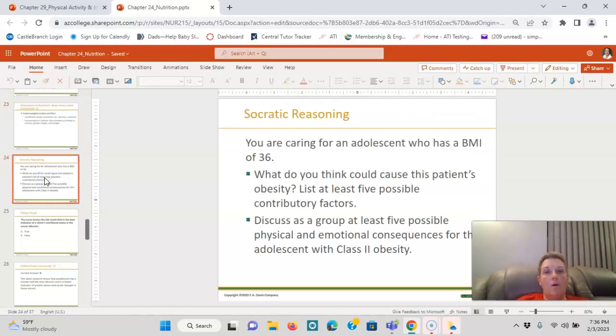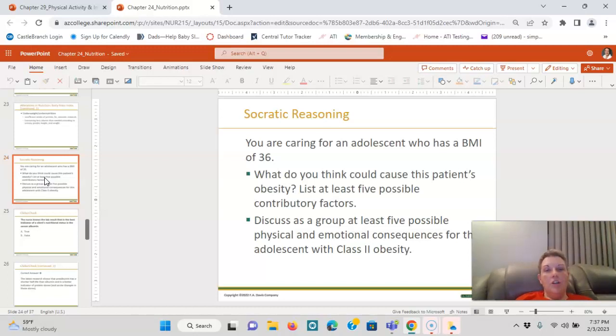All right, so you are caring for an adolescent who has a BMI of 36. What do you think could cause this patient's obesity? 5 contributing factors. 5 possible physical and emotional consequences for this adolescent with class 2 obesity.